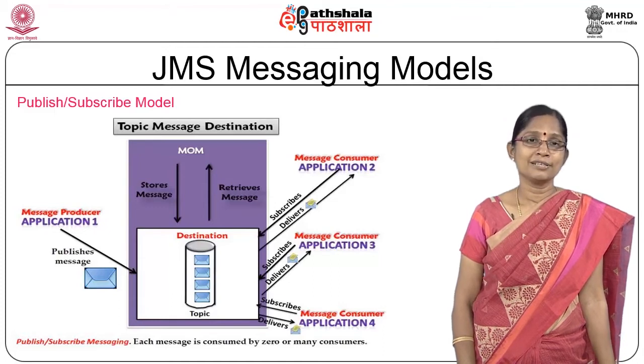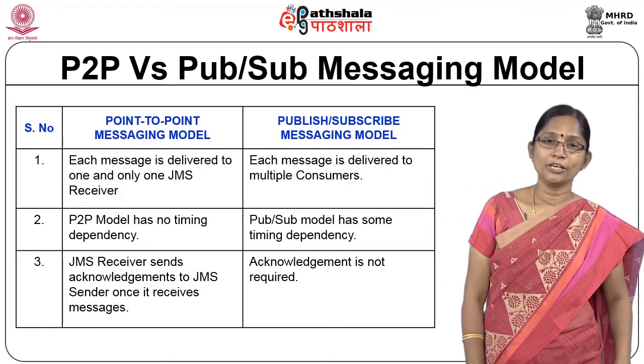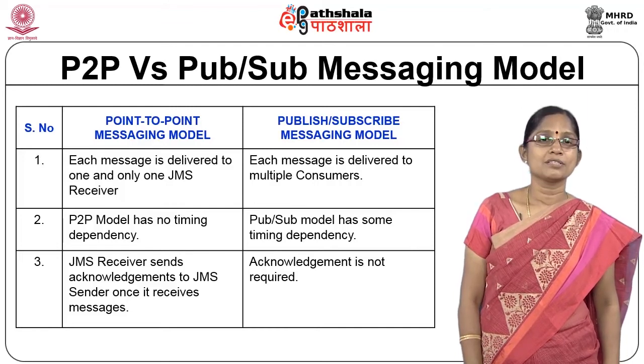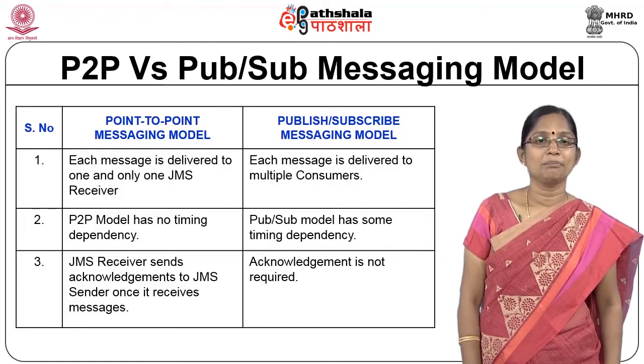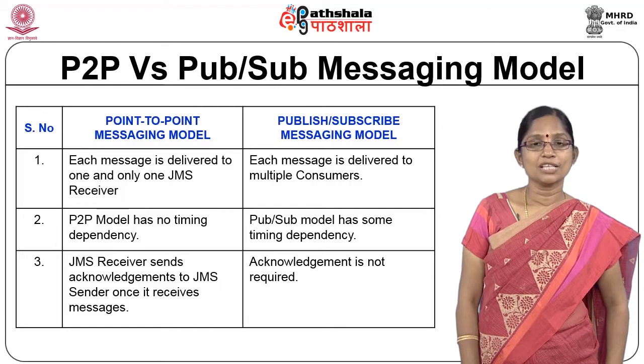These are the two messaging models of JMS. So now we can have a comparison between the point-to-point messaging model and the publish subscribe messaging model. Here each message is delivered to one and only one JMS receiver, whereas here the message is delivered to multiple consumers. The P2P model has no timing dependency, whereas the publish subscribe model has some timing dependency. Here the receiver sends acknowledgement to the JMS sender once it receives messages. In the subscribe model, acknowledgement is not required. So these are the two different types of messaging models with respect to JMS.